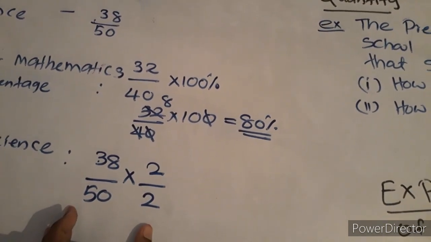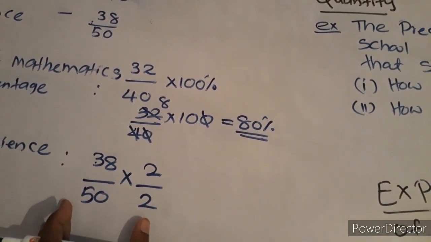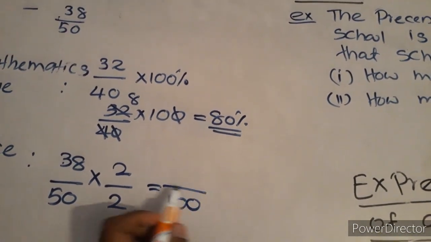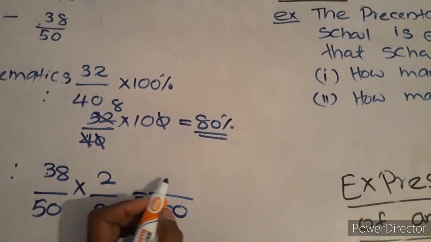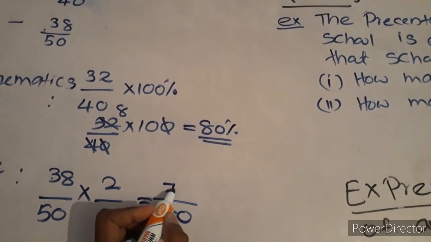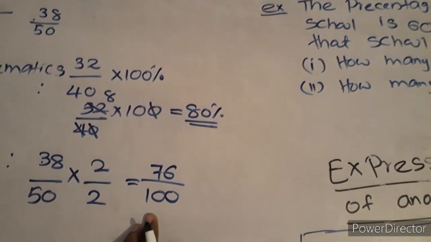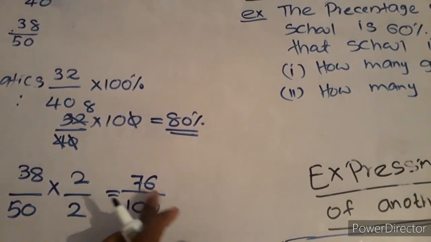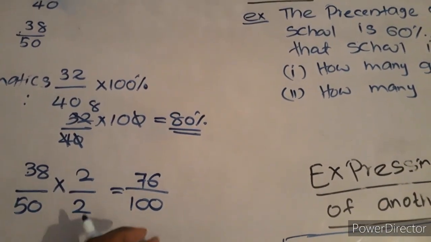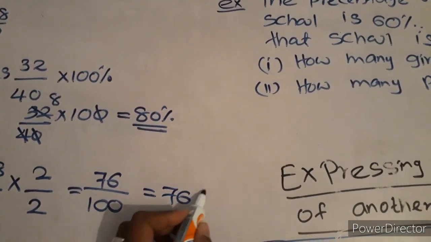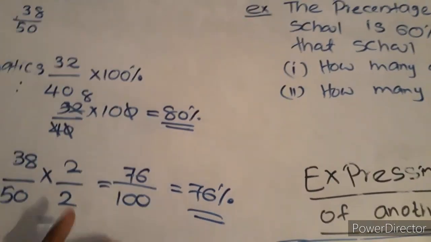Then the denominator becomes 100. The numerator is how much? 76. This is the fraction, but the denominator becomes 100, so we can directly write it as a percentage. What is the percentage? 76.